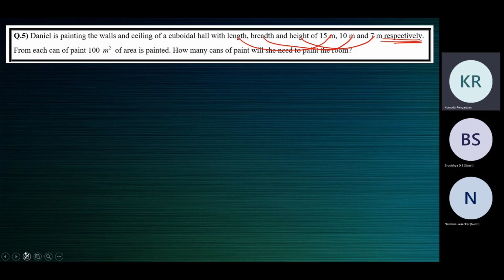That is why this word respectively. You should use the values in the order. First, length, second, breadth, third, height. So, this is length, this is breadth, this is height. That's why this word respectively.